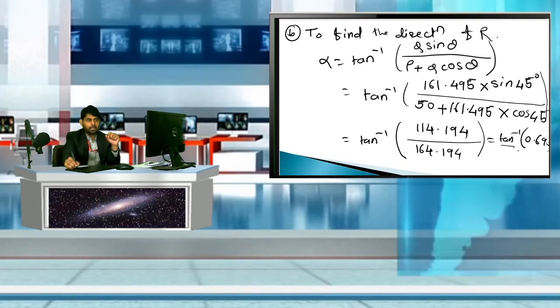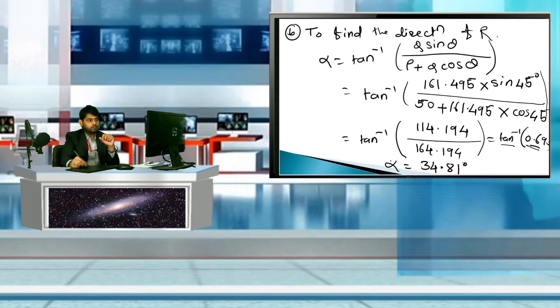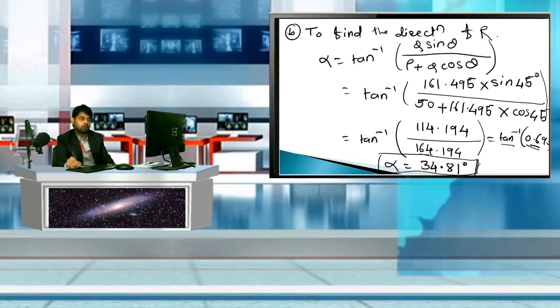Then put a bracket and in the bracket put this value 0.695, right? So you will get the value of alpha, that is nothing but 34.81 degree. So this is the value of alpha. Okay, so this is the value of your direction, the direction of the resultant force. Okay, so here our problem number 3 is over.